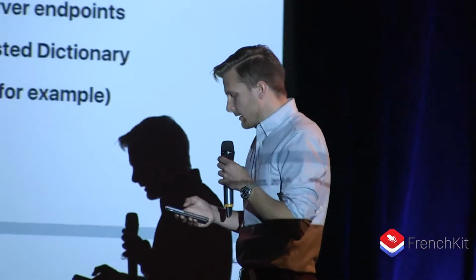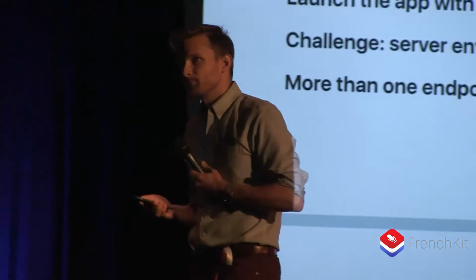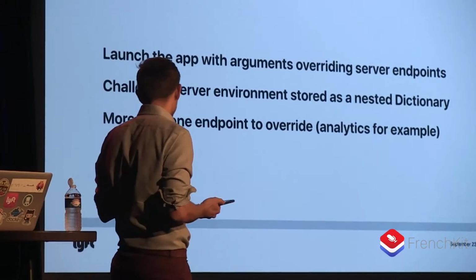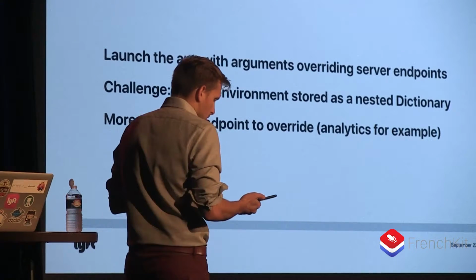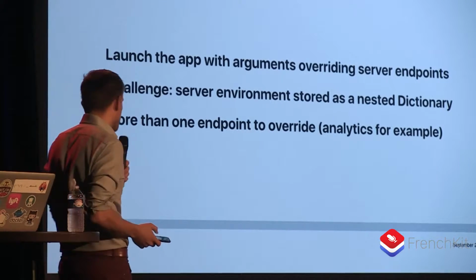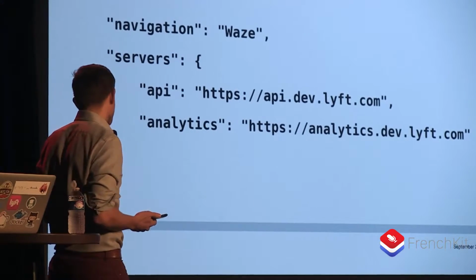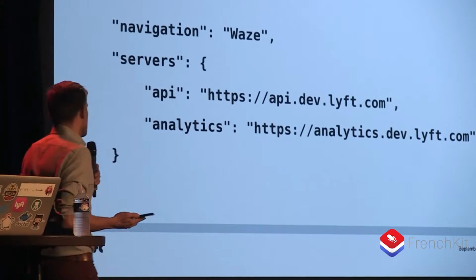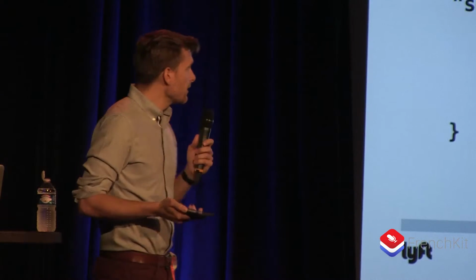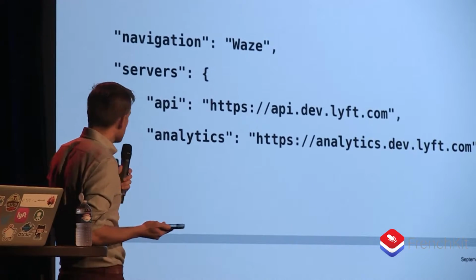And there was a third option, which is to try to utilize launch arguments. This sounded like the right solution for the task, but there was only one problem. We had more than one endpoint to override, and our server environment was structured as a dictionary. So as you can see, the top key is just a simple navigation Waze. We could just pass -navigation space Waze. It would do it. But then how do you even pass a dictionary as a launch argument?